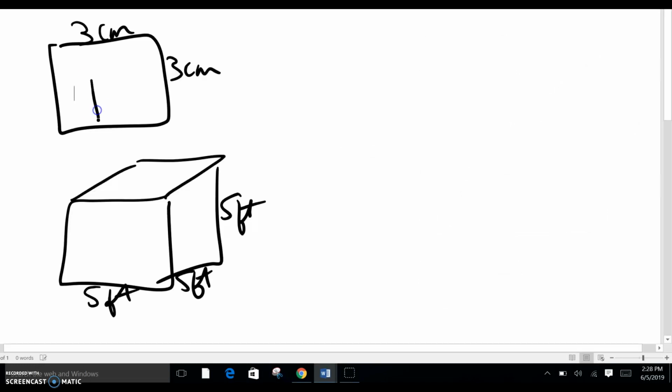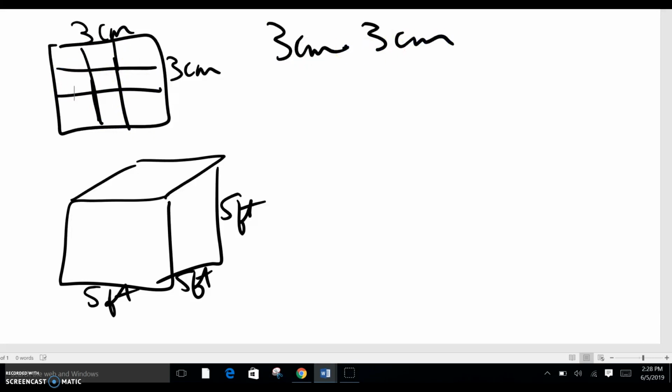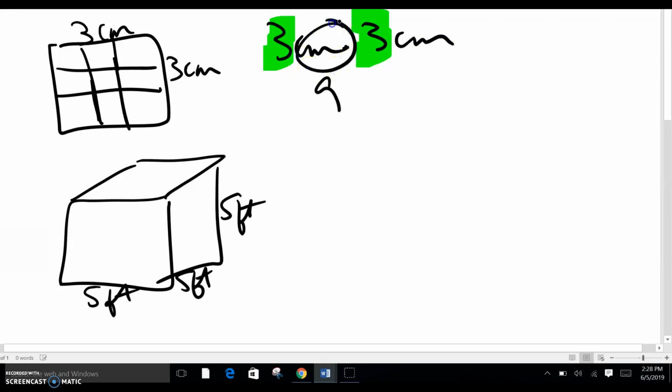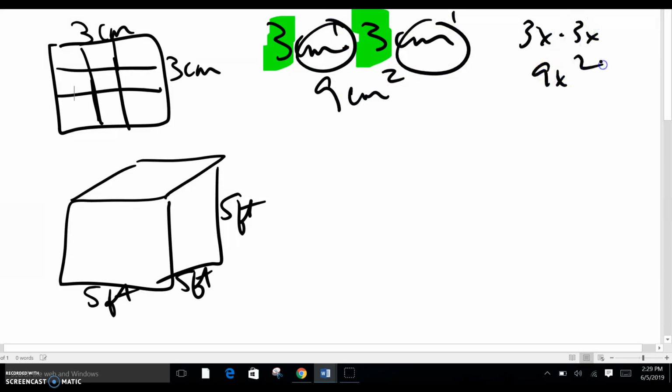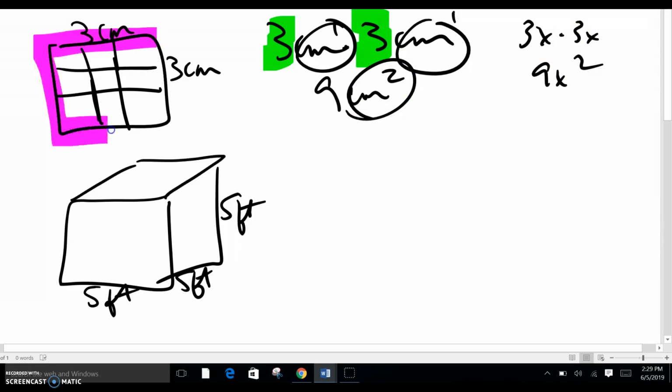Okay, so if we find the area of this guy, we have 3 centimeters times 3 centimeters. If you multiply the numbers as normal, I'm going to end up getting a 9. And centimeters times centimeters, I get centimeters squared, just like 3x times 3x is 9x squared. So I'm creating a new unit. And why do we call it squared? Well, if you look at the shape, it is definitely a square. So that's why we pronounce that centimeters squared.